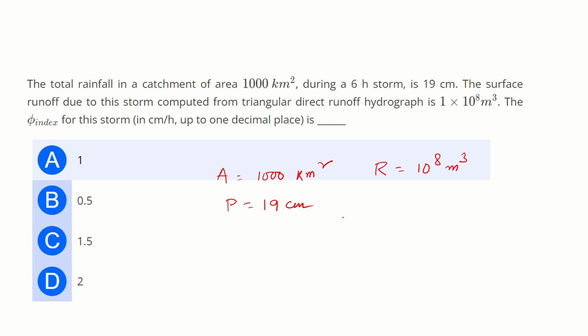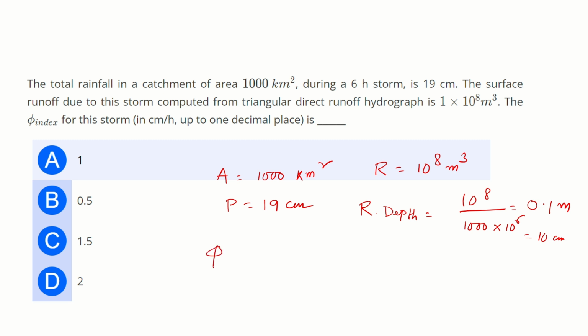Okay. So runoff volume is given. So what is the runoff depth? This is the runoff volume. So what is runoff depth? Depth is nothing but runoff volume divided by catchment area. 1000, you have to convert this into centimeter. You have to convert this in meter, which is nothing but 0.1 meter or 10 centimeter.